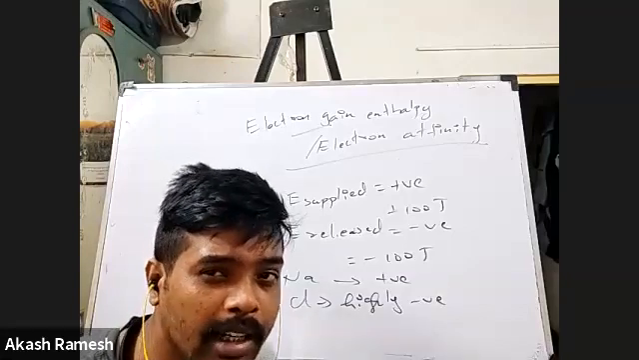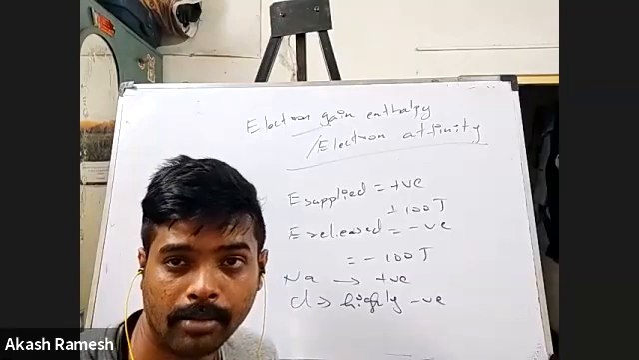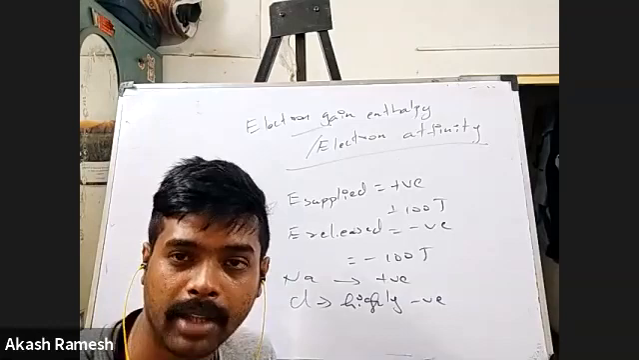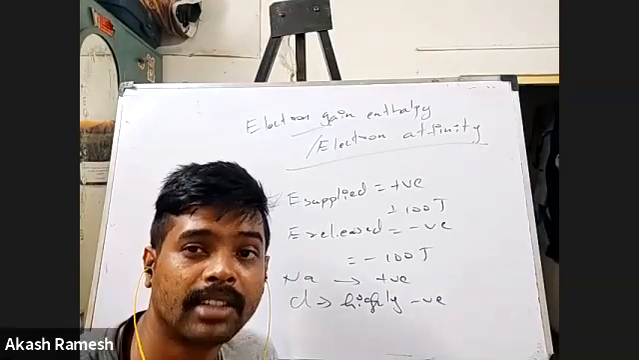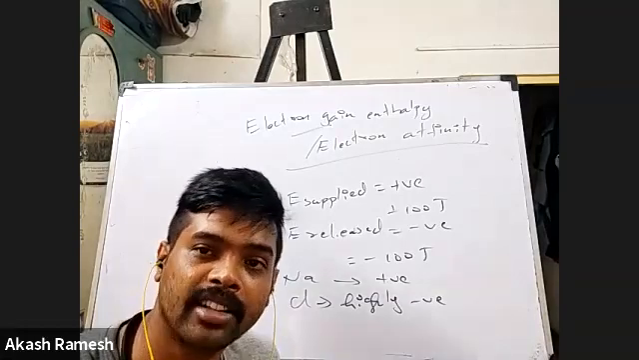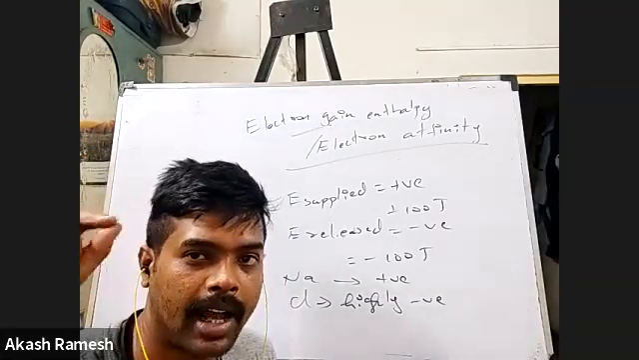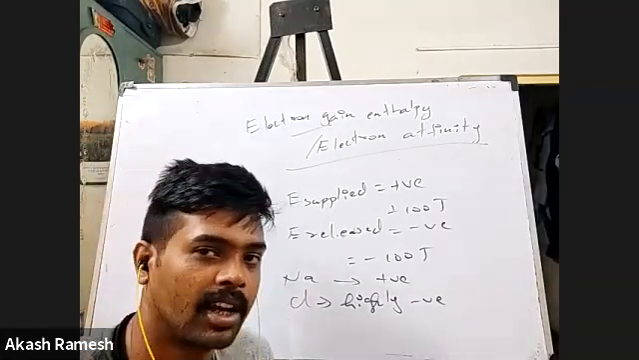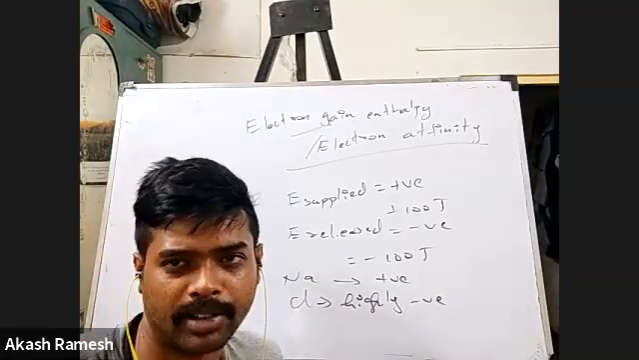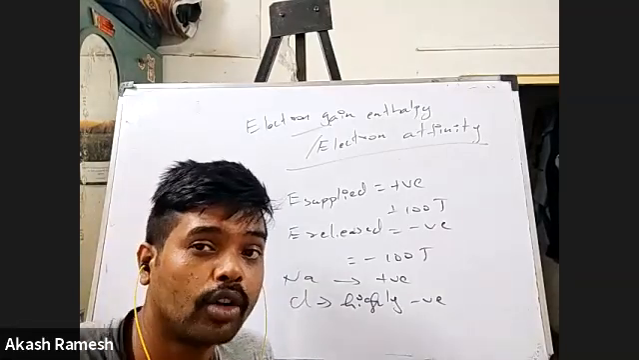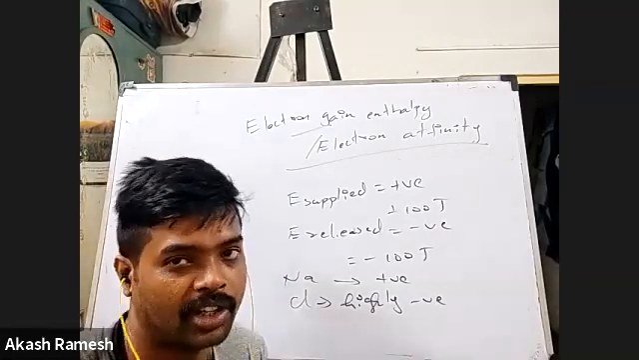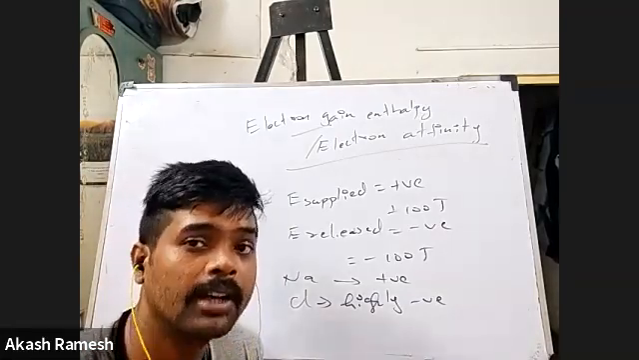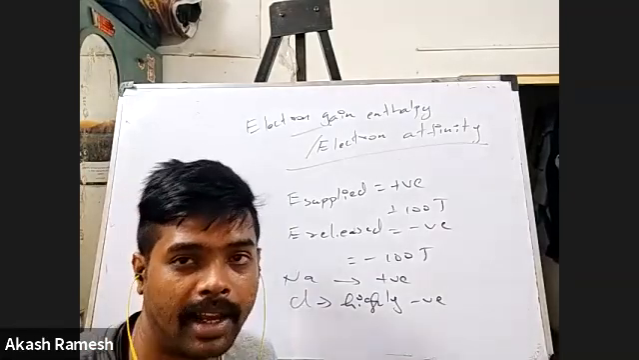If I'm going to add one more electron, don't you think that the incoming electron will suffer repulsion from the existing electrons? The incoming electron will always suffer repulsion from the existing electrons. So I have to overcome that repulsion, and then I have to put the electron in the valence shell.